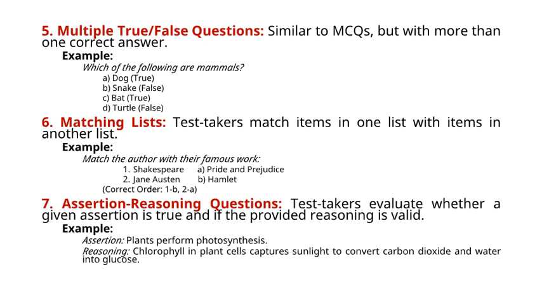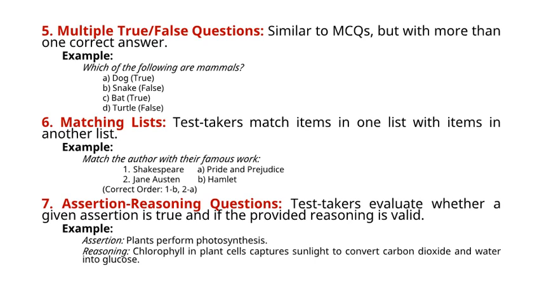6. Matching lists. Test takers match items in one list with items in another list. Example: match the author with their famous work. 1. Shakespeare A. Pride and Prejudice. 2. Jane Austen B. Hamlet. Correct order: 1-B, 2-A.